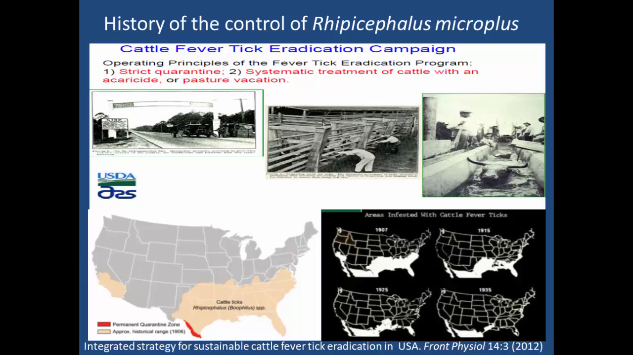If you look at the map below, there is a strip of land at the border between Texas and Mexico, and they call it a permanent quarantine zone in which they keep inspectors doing regular visits at every cattle ranch to make sure that deer and cattle that swim across the Rio Grande are not reintroducing ticks from Mexico.